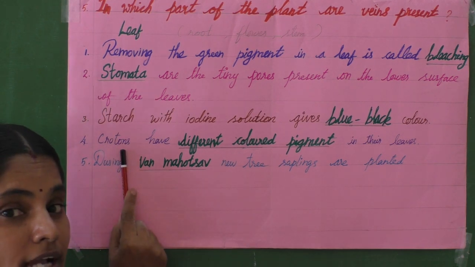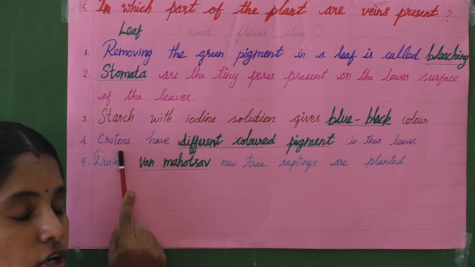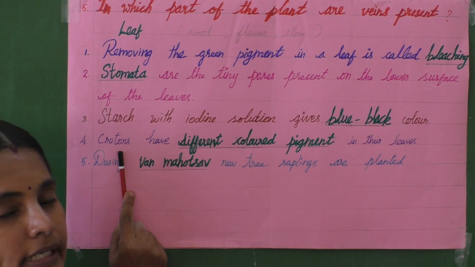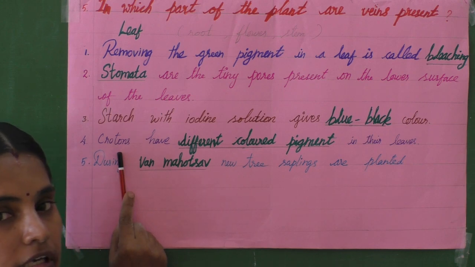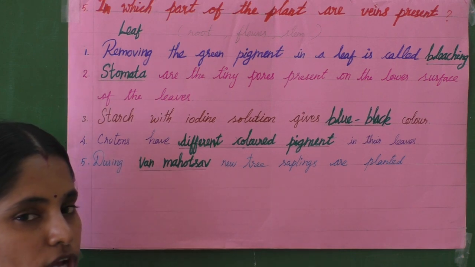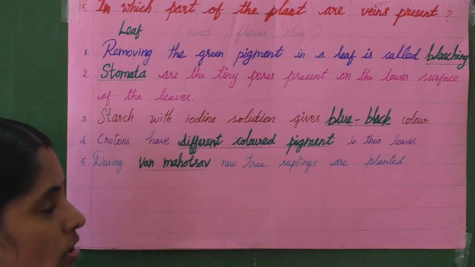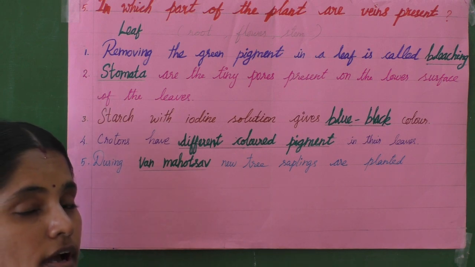Crotons are colored leaf plants, different colored leaf plants. We call them ornamental plants, plants for decoration. Only for decoration purpose we are using them. There is no other use. We are not getting any fruits or flowers, no useful fruits from the crotons. Only for decoration purpose.